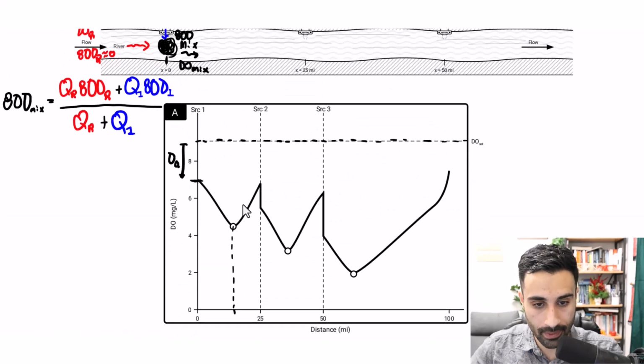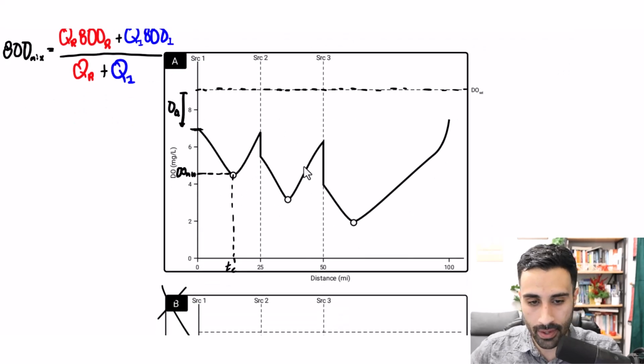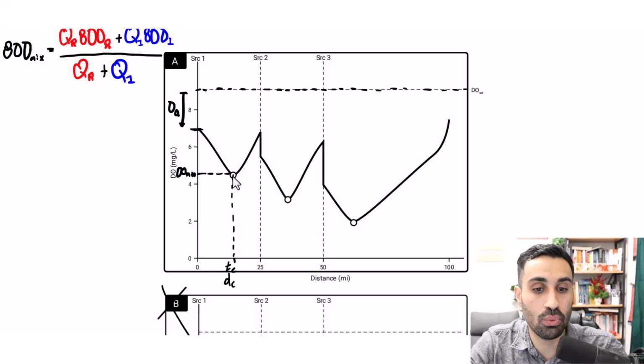So again, this one has the dissolved oxygen min. Just looking here from source 1 to source 2, from 0 to 25 miles, it will have a critical time, and it will have a critical distance where this occurs. That's where the dissolved oxygen min is located.